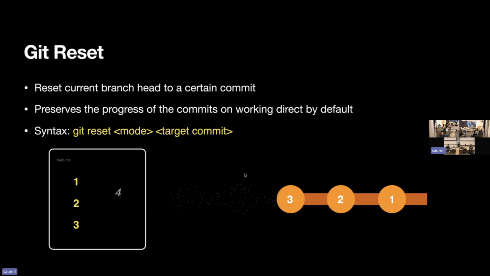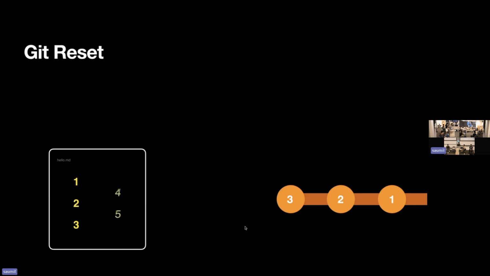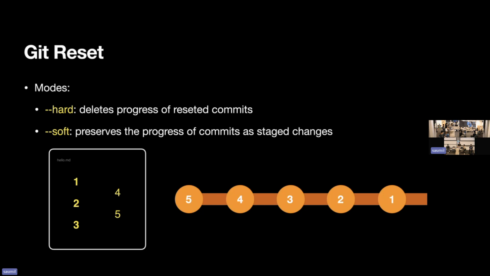Okay. What it does is that it wipes out whatever you have in your commits 4 and 5, but it puts whatever progress you have in your commits 4 and 5 back into your working repository. So it's still there and it's not completely wiped out, but it's just gone from your repository. And then afterwards, you also can specify different modes, right?